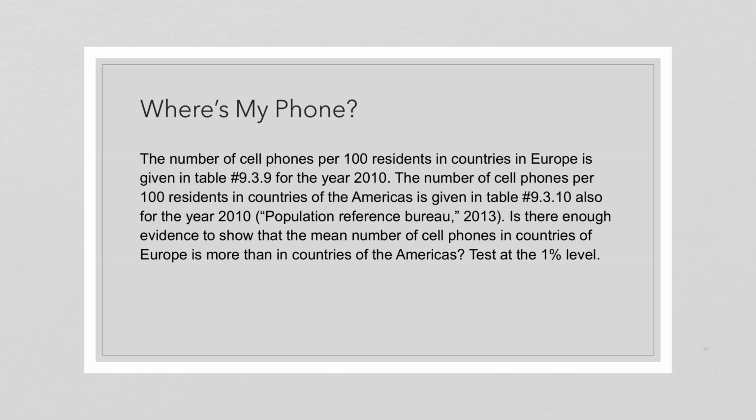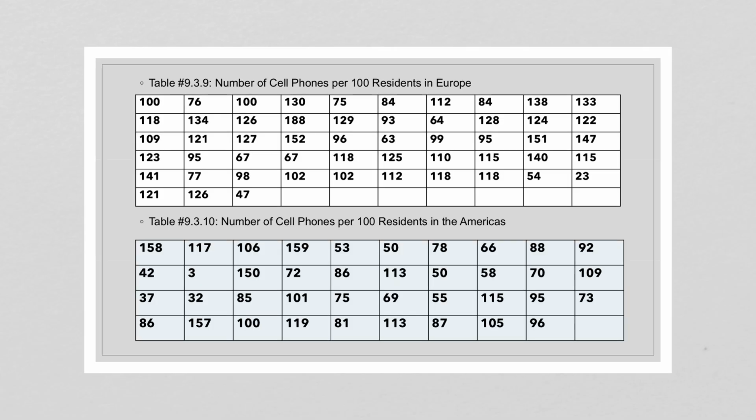So our example reads, the number of cell phones per 100 residents in countries in Europe is given in table 9.3.9 for the year 2010. So just to jump over there really quickly, and this is also located in your guided notes, each of these cells represents a small collection of 100 residents, and we asked them how many cell phones they owned, so we have the total. So in instances where, for example, you see a group that has 118 cell phones, that must mean that some people have multiple cell phones. So think of it as like personal and business or something like that.